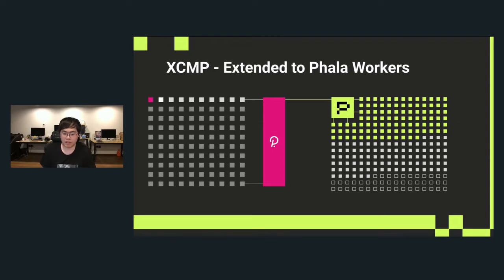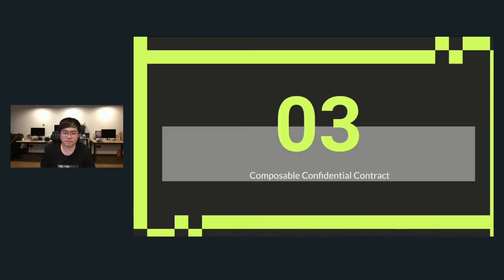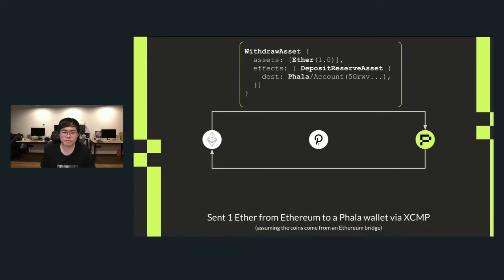It's so generic. It can even handle the location of each individual smart contract or individual secure enclave worker in Phala Network. So in this way, we can be fully compatible with XCMP, and we can have worker-to-worker communication and worker-to-other-parachain communication through XCMP. So okay, now we have XCMP, and let's see what we can do. Can we make the confidential contract composable?